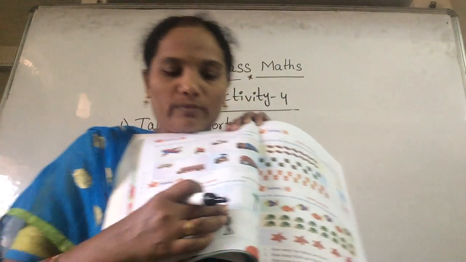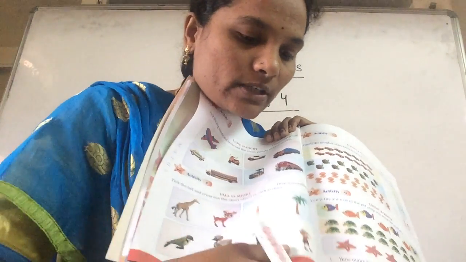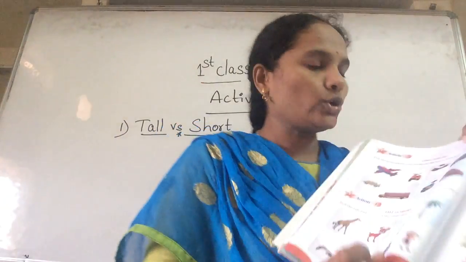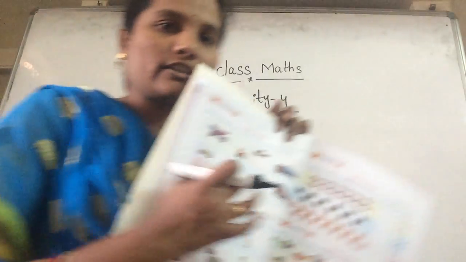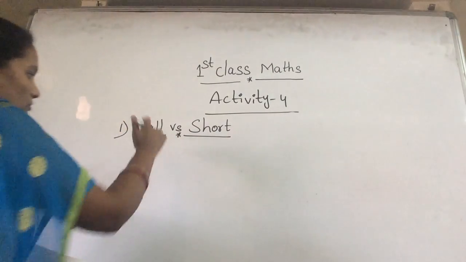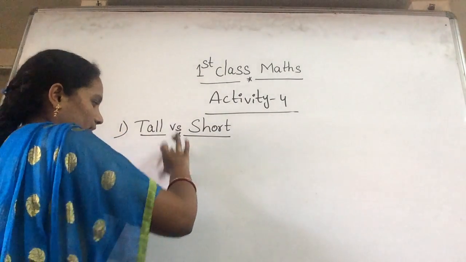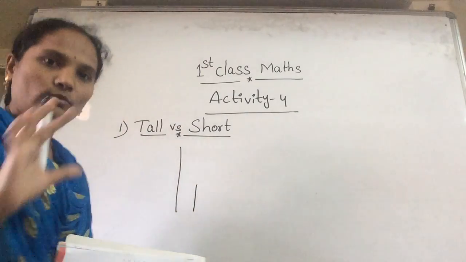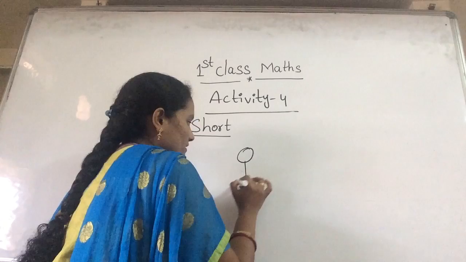Children, please follow me on the board. Open your textbooks and open page number 2. Tall versus short. Tall means more height. Short means small height. For example, you get in your class two girls.